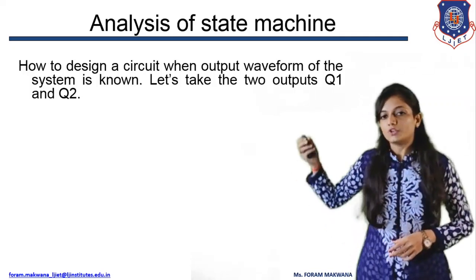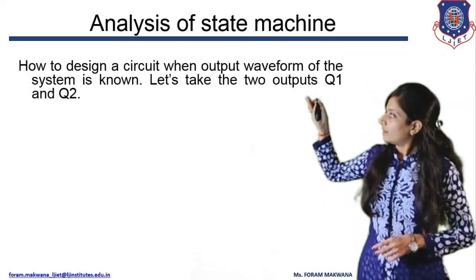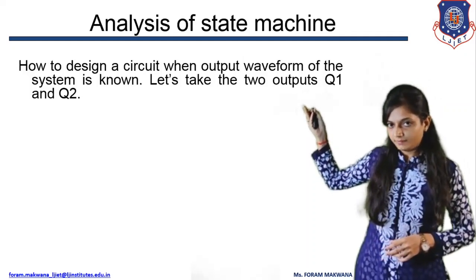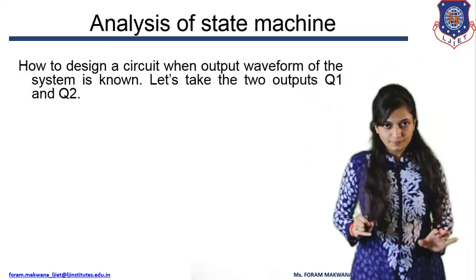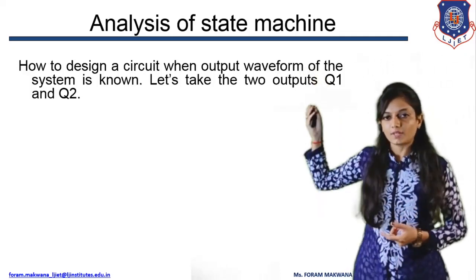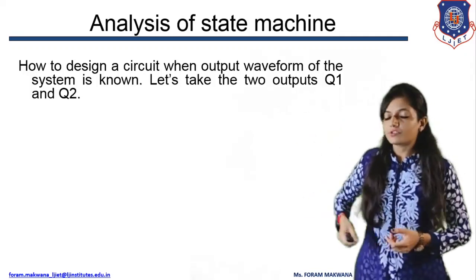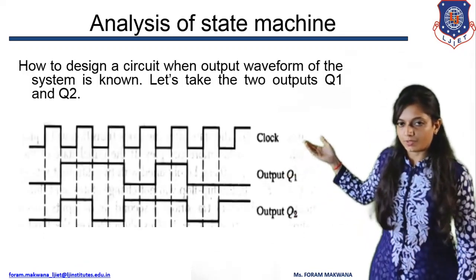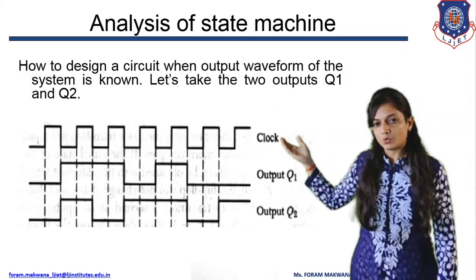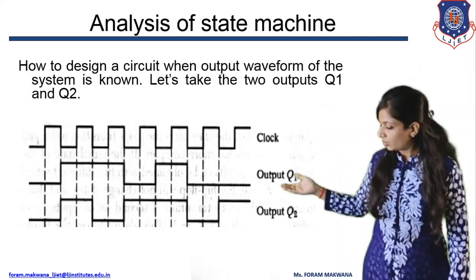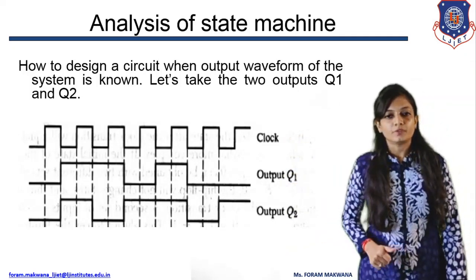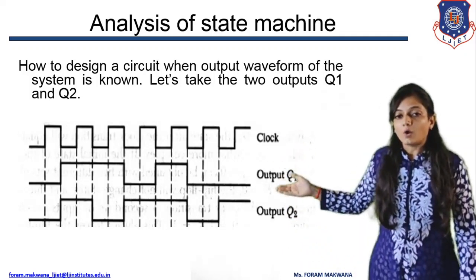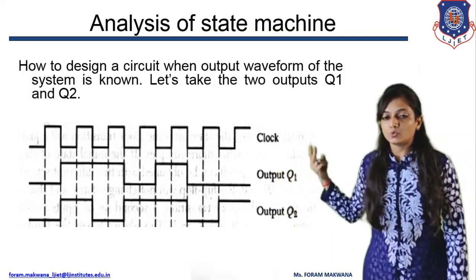First of all, we are going to design a state machine by considering that the output waveform is already known. So let's take the two outputs Q1 and Q2. Over here, this is a timing diagram which shows the clock signal, output Q1 and output Q2. Why have we taken two outputs?